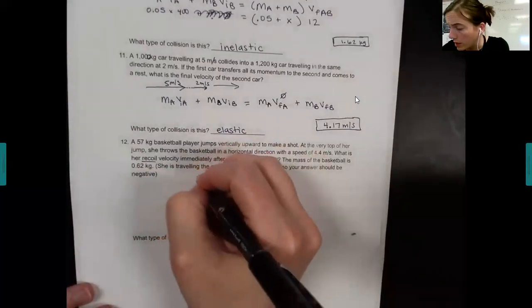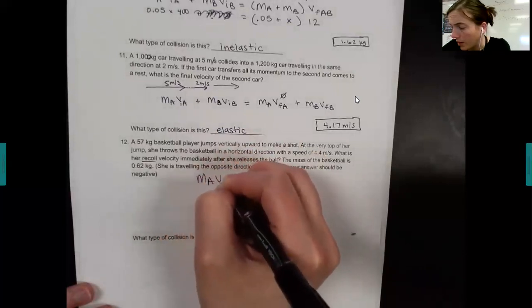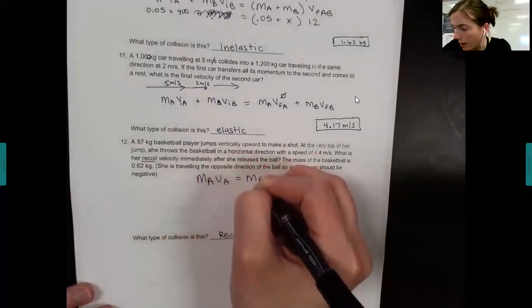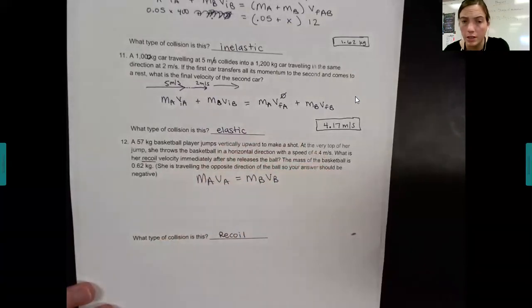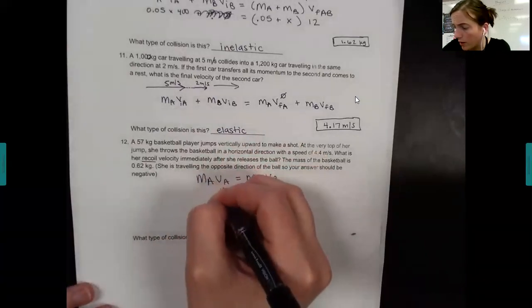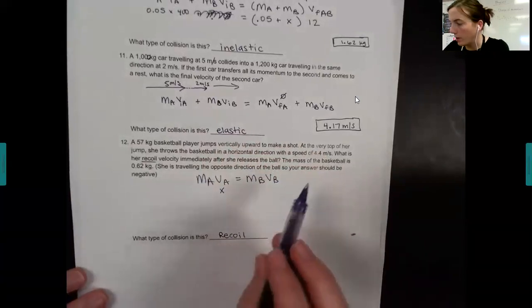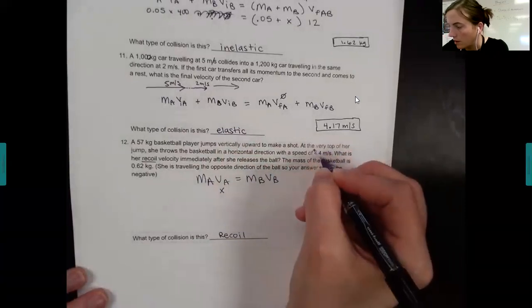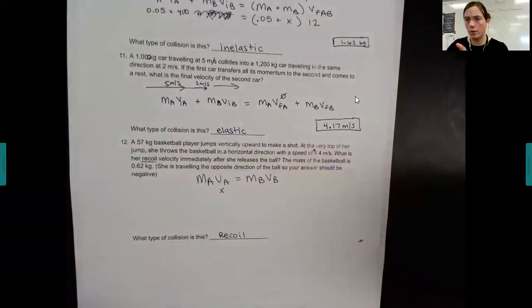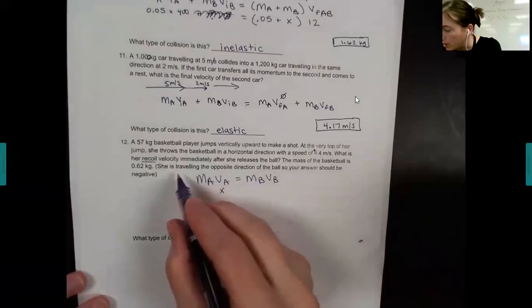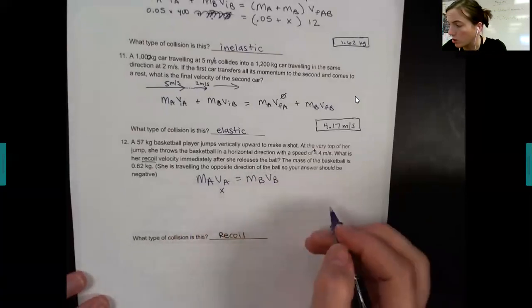Okay, the recoil equation is mass of object A times velocity of object A is going to be matching the mass of object B times the velocity of object B. Okay. Yeah, it gives you all the information that you need. You're going to be solving for the velocity of object A. Note with recoil, okay, this is moving in the positive 4.4 meters per second. So it's moving this way, but when you shoot the basketball, you're pushing yourself backwards. So that's why she's traveling in the opposite direction of the ball. So your answer should be negative.